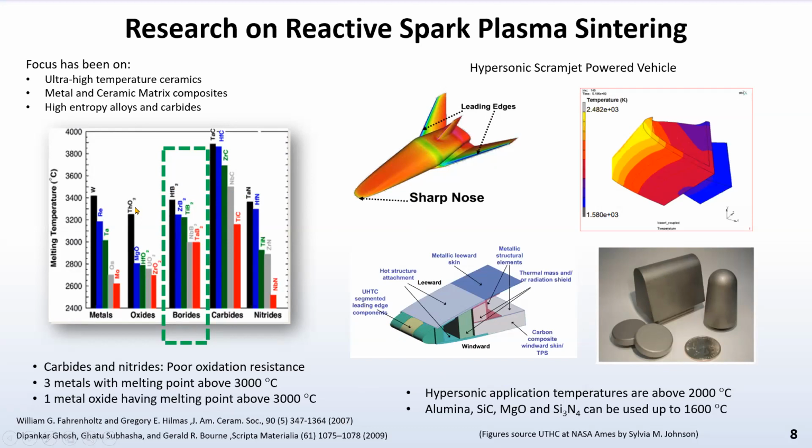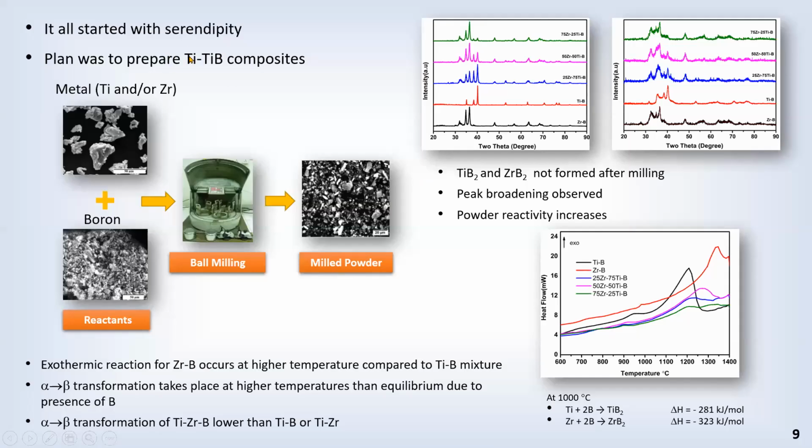Now, our RSPS work started with serendipity. We were planning to do work on Ti-TiB composites by taking metal and boron and milling it, and then doing spark plasma sintering to prepare a Ti-TiB composite. And then we tried making TiB2 by heating in a furnace, followed by spark plasma sintering. And we found very interesting results.